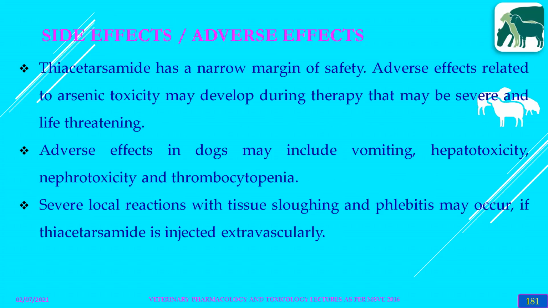include the vomiting, hepatotoxicity, nephrotoxicity, and thrombocytopenia. Also severe local inflammation, irritation, and sometimes sloughing, and phlebitis is noticed whenever a thiacetarsamide injection is given extravascularly, that is, whenever the animal is struggling and not cooperating, there is a chance that the drug may go extravascular, causing local reactions, irritation, etc. And ultimately the sloughing will be caused by the thiacetarsamide sodium.